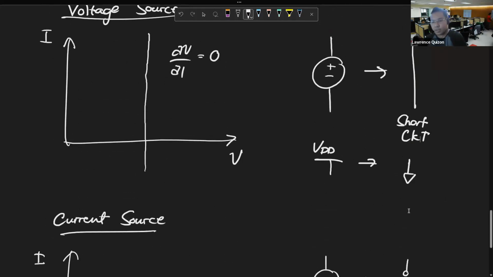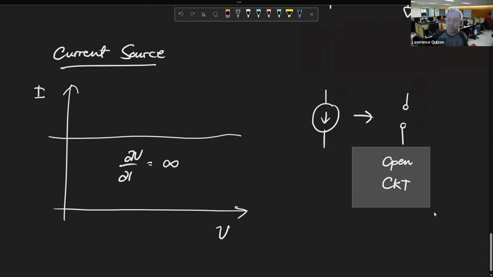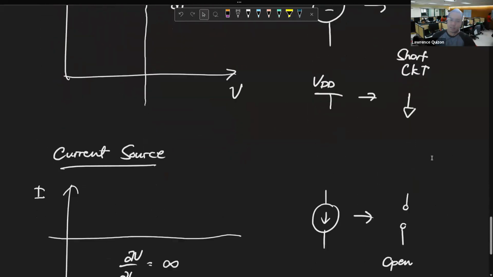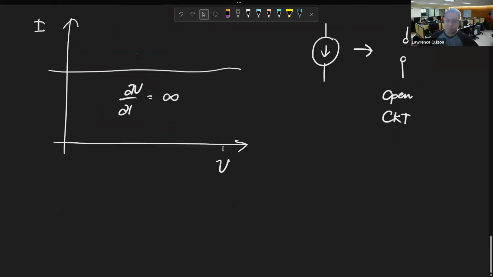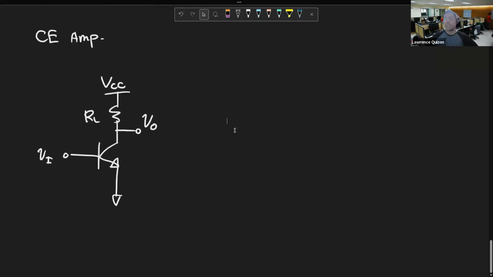So that's short circuit. So voltage source turns into a short circuit. Current source turns into an open circuit. And the resistor is still a resistor. No? So those are important in our analysis. And so finally, we can start with the analysis. I was jumping the gun kanina.